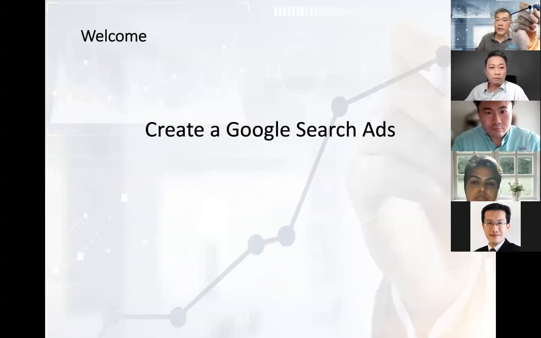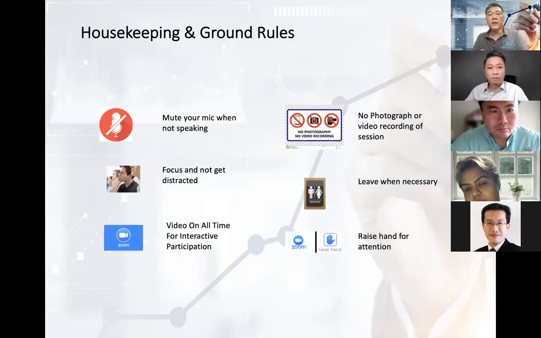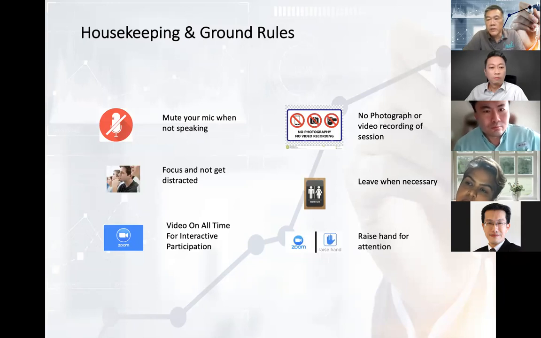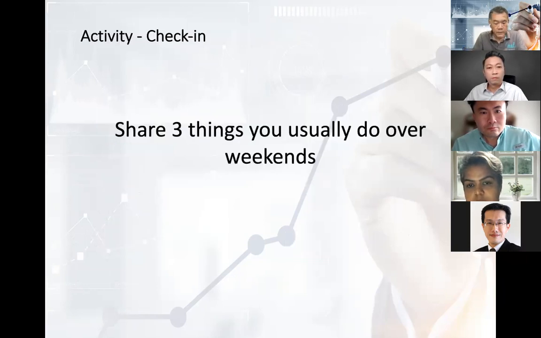Just to make sure that you're in the right class, this session is about creating a Google search advertisement. Some ground rules, just two main points. Mute your mic when you are not speaking, to ensure that there's no interruption to the flow of the session. Secondly, to make this a very interactive session for everyone, please ensure that your videos are on all the time.